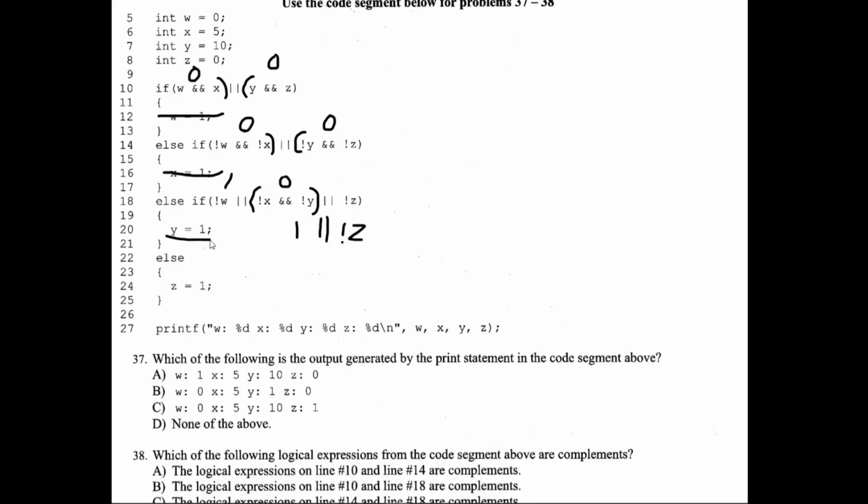And Y will be set to 1. That's the only variable that's changed. This else statement is not run. So the function is going to be W is 0, X is 5, Y is going to be changed to 1, and Z is 0, which is answer choice B.